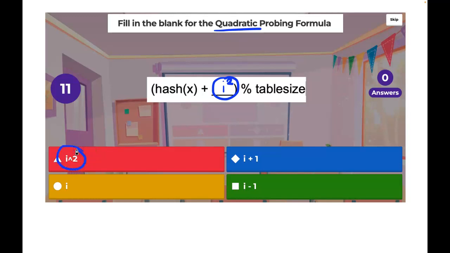We should also know some differences between quadratic and linear: quadratic often leads to less clustering because it is hash of x plus i squared modulo table size instead of just i, right? So overall, there'll be less clustering and it'll be faster for searching for elements.